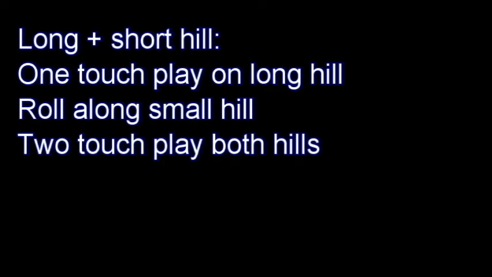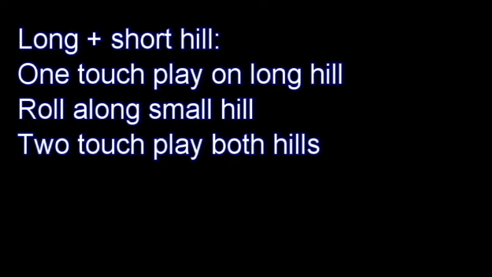The second is play towards the end of the long hill and then let the ball roll out along the small hill to get a direction if necessary. The third one is a two-touch play, where you have a small touch on the long hill and then a small directional touch on the short hill.